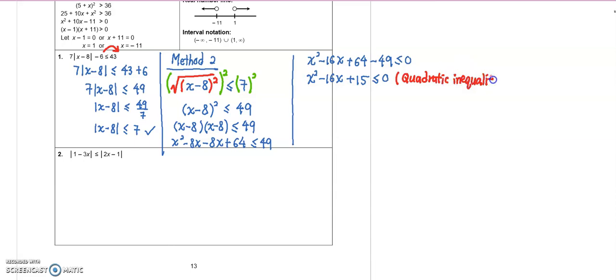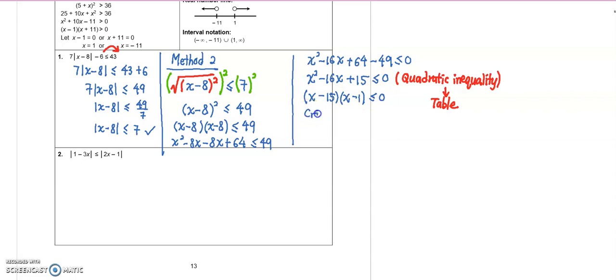And remember, for quadratic inequality, we have to solve by using table. So next, what we do is we try to factorize. You can use your calculator to factorize. A is 1, B is negative 16, C is 15. So what we have here is (x minus 15)(x minus 1) less than or equal to 0.